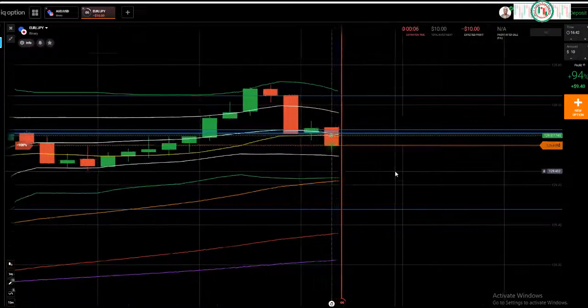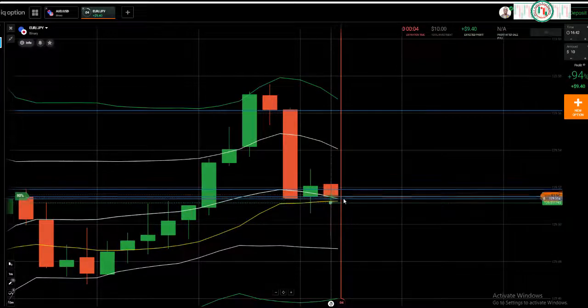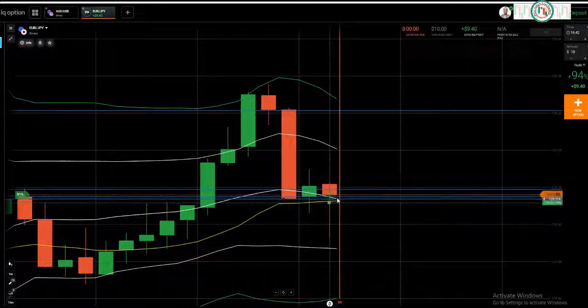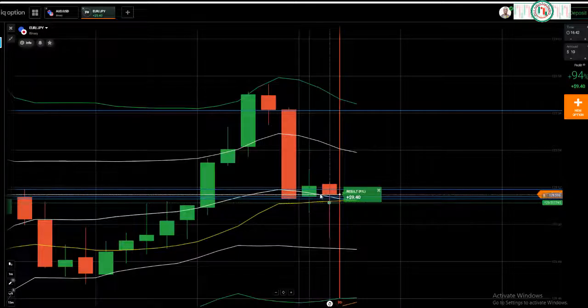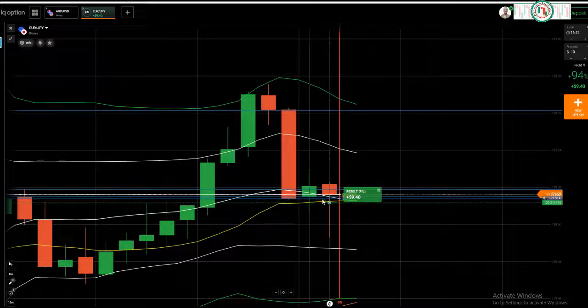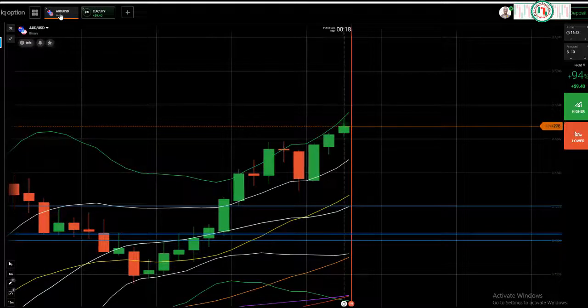So here I place my trade call option at this level because this level is a very strong level. I know market must close above my entry point. Market will close at this level. That's why I place my trade call option. You see, market has closed on this level.